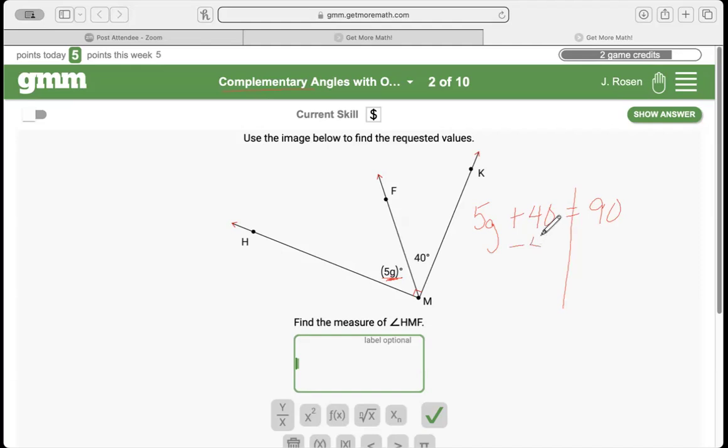We're going to get rid of the constant, which is the number by itself being added or subtracted. And that's going to get us 50. And then obviously divide by 5, which gets us G equals 10. And then we need to find the measure of here. So 5 times 10 equals 50.